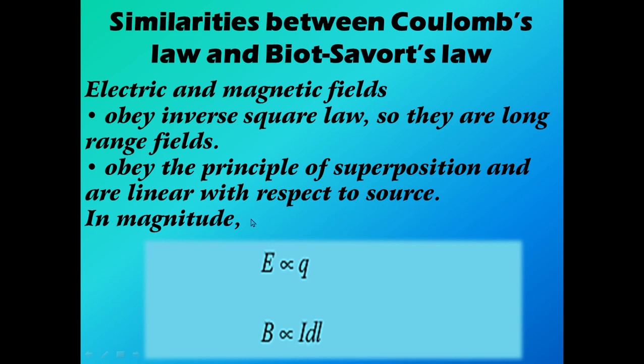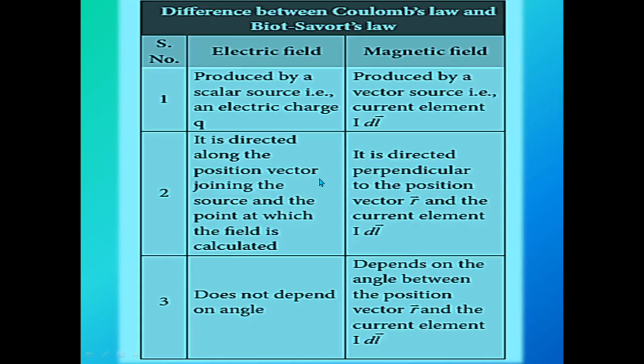In magnitude, E is directly proportional to Q. That means the electric field is directly proportional to Q for Coulomb's law. Then the magnetic field is directly proportional to the current and the length of the element for the Biot-Savart law. From this tabulation, we can easily understand the difference between Coulomb's law and Biot-Savart's law, electric field and magnetic field.